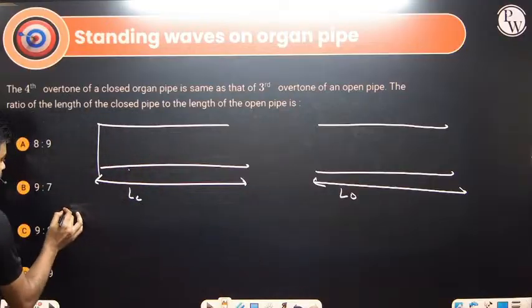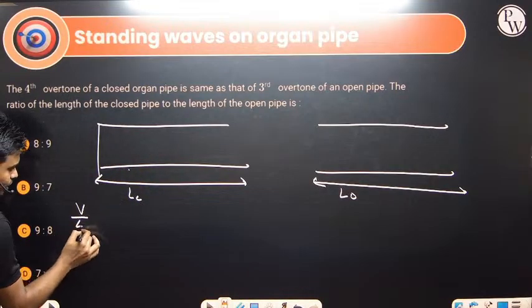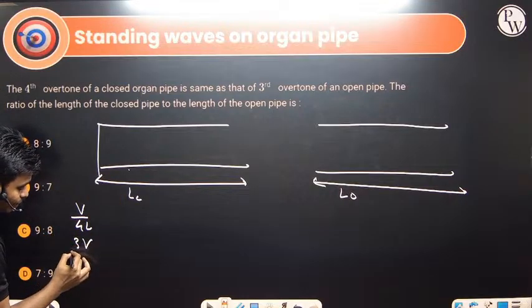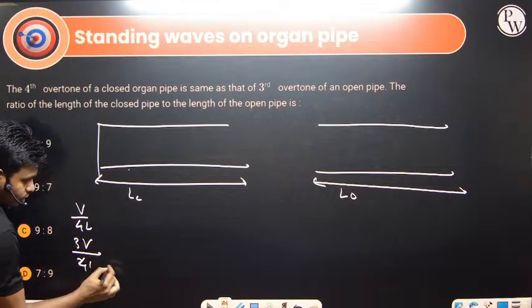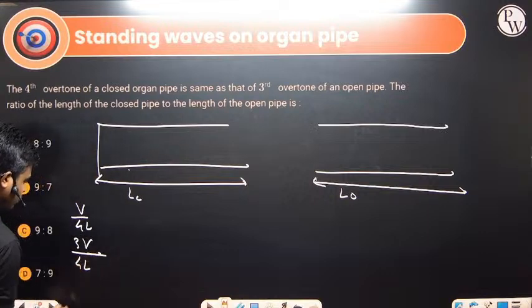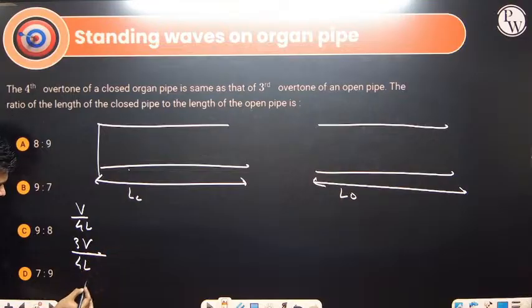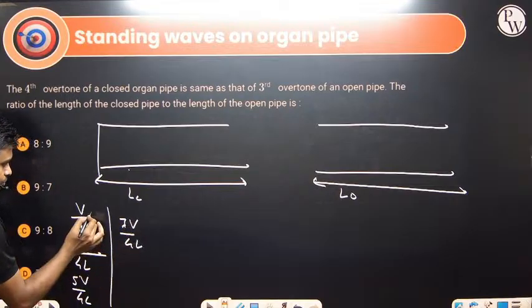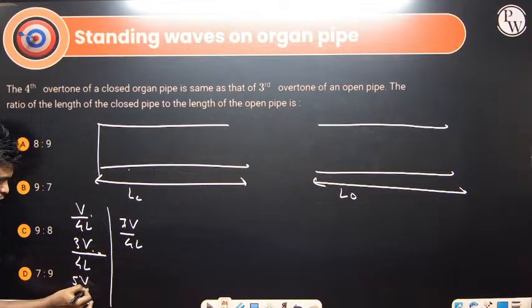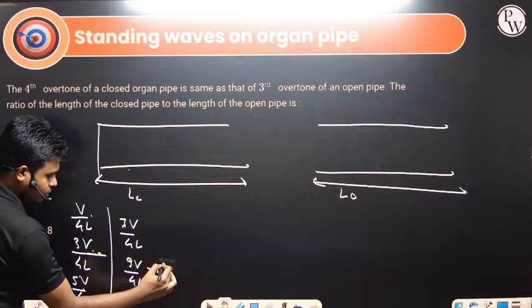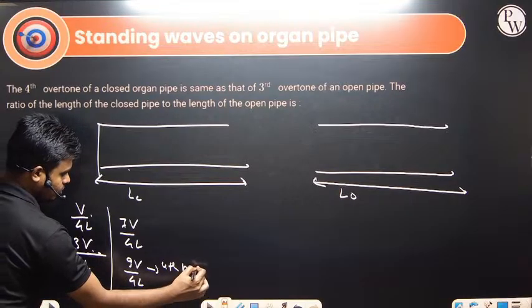If you talk about the base frequency, it is V by 4L. Next, the first overtone: it only has odd harmonics, so 3V by 4L. Next one, 5V by 4L. Next one, 7V by 4L. This is base, first overtone, second overtone, third overtone. Next will be 9V by 4L. This will be the fourth overtone.